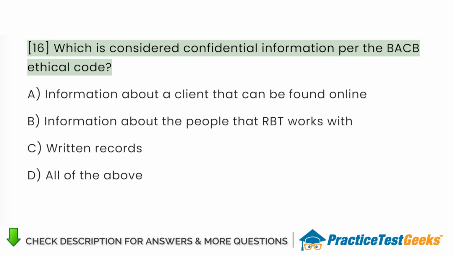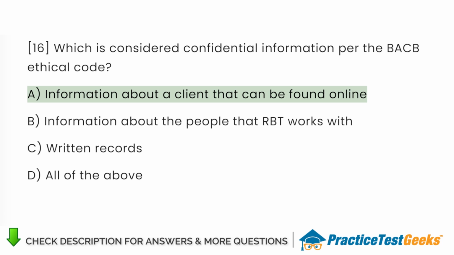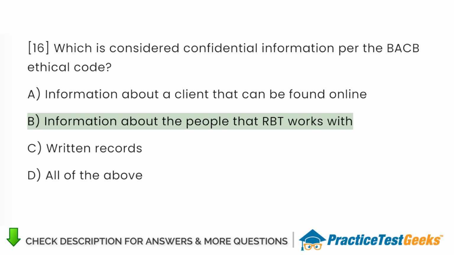Which is considered confidential information per the BACB ethical code? A. Information about a client that can be found online. B. Information about the people that RBT works with. C. Written records. D. All of the above.